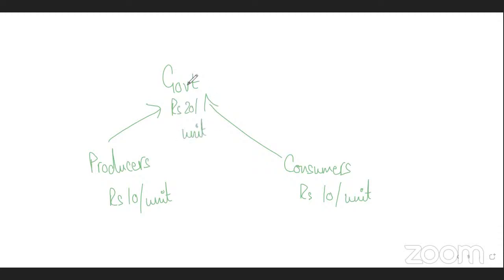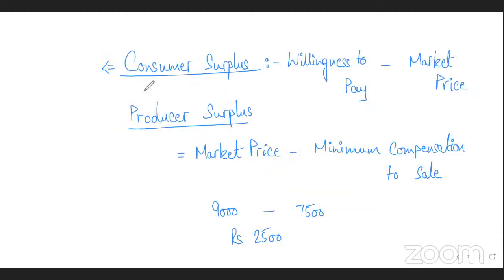Now, government is getting better off, if you have to put it like this. Government is getting better off at the expense of whom? At the expense of producers and consumers. So government is getting better off at the expense of consumers and producers. Yes or no? Does it make sense? So that is why your consumer and producer surplus is getting affected.